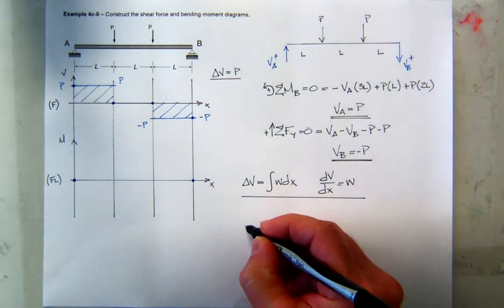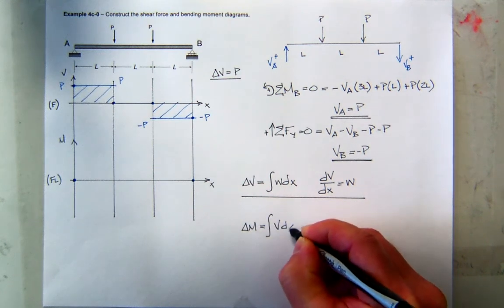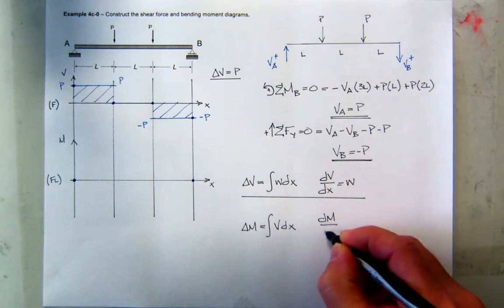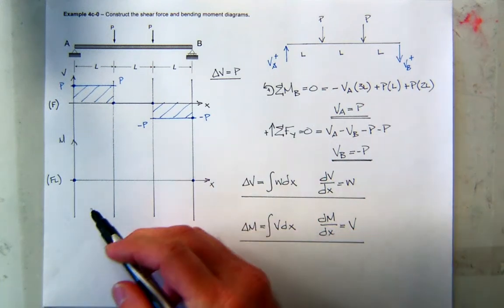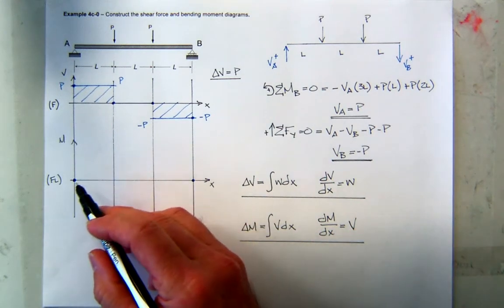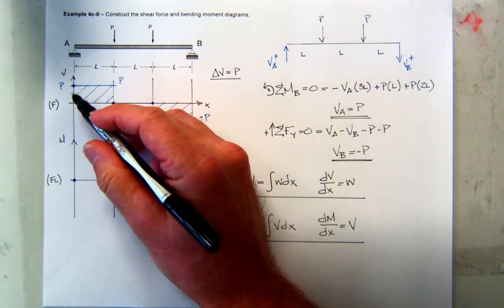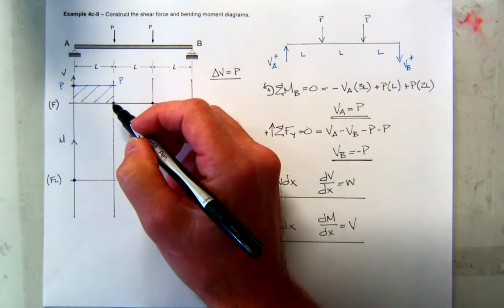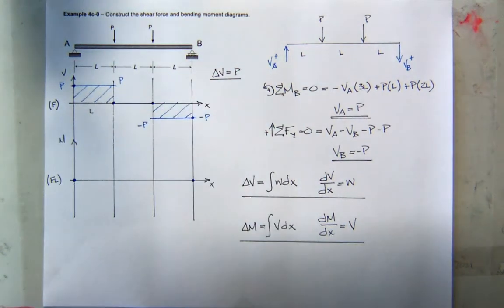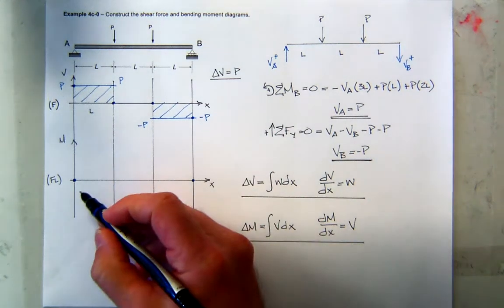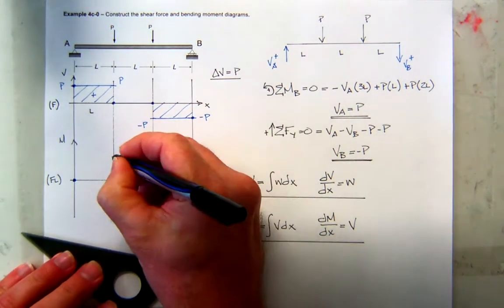But now I have a different set of conditions, very similar, but now the change in moment is going to be the area under the shear diagram, and the slope of the moment diagram is going to be given by the shear. So using the same strategy we had before, let's look at the first section, 0 to L. I want the area under the shear diagram. Well, it's a rectangle. It has a base of L and a height of P. So the change in moment is PL. If I start at 0 moment and add positive PL to it, I should get PL.